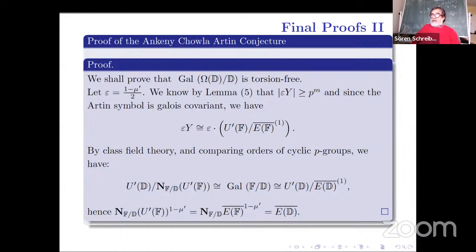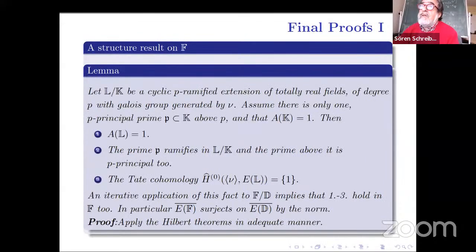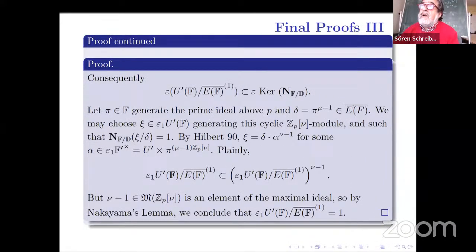And you see, the norm from F to D of U prime of F on this component 1 minus mu prime is the same as the norm of the closure of the global units in F, which implies that the quotient of U prime F over E_F, global units closed, is in the kernel of the norm on this component epsilon. And now I show that it must be trivial.